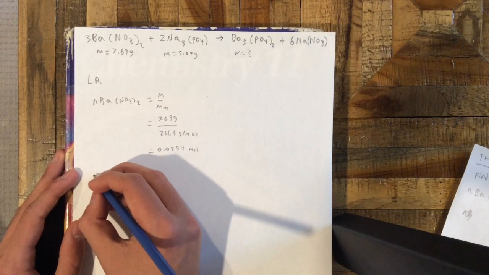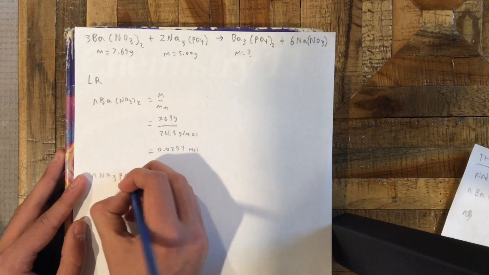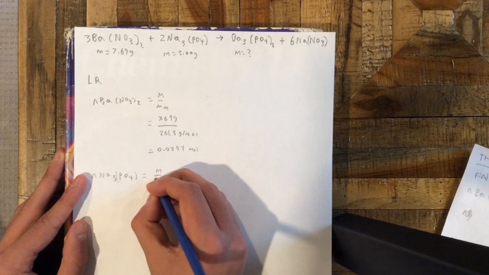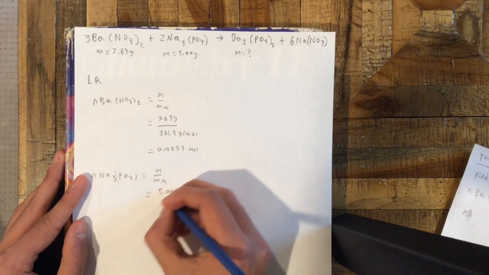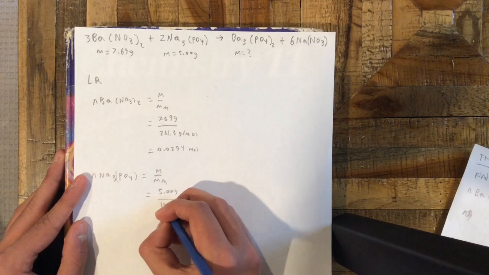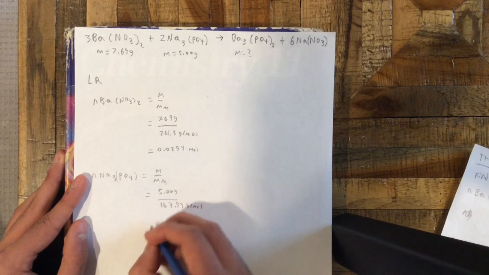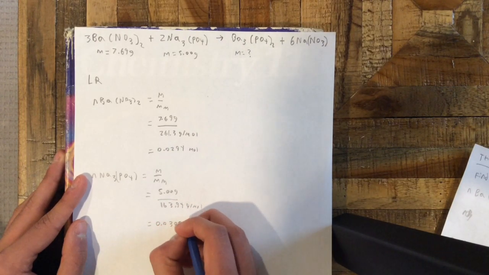Next, we're going to find the number of moles of sodium phosphate. So how we do this is we do the same thing, mass over molar mass. That's equal to 5 grams over 163.94 grams per mole. And that comes out to 0.0305 mole.